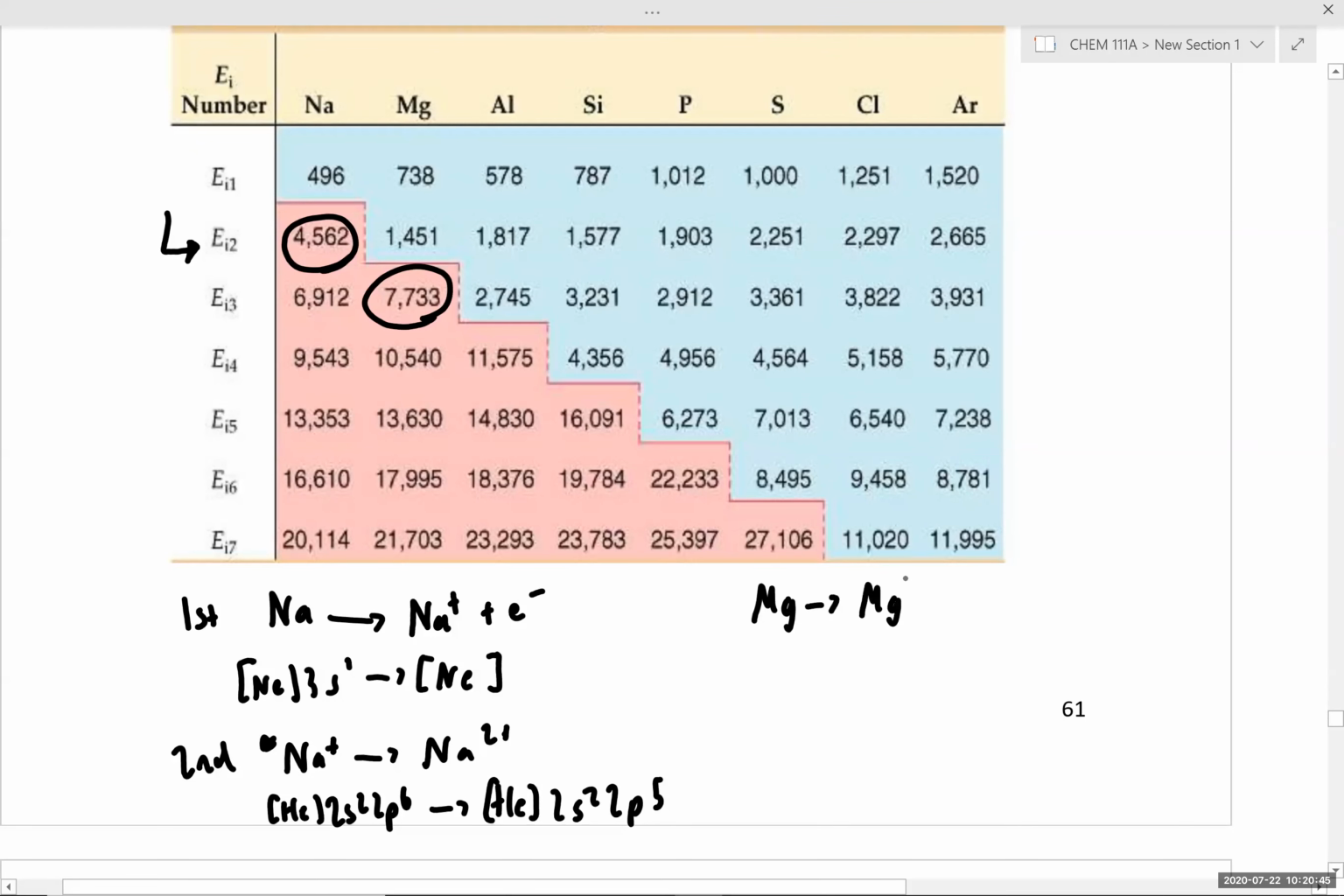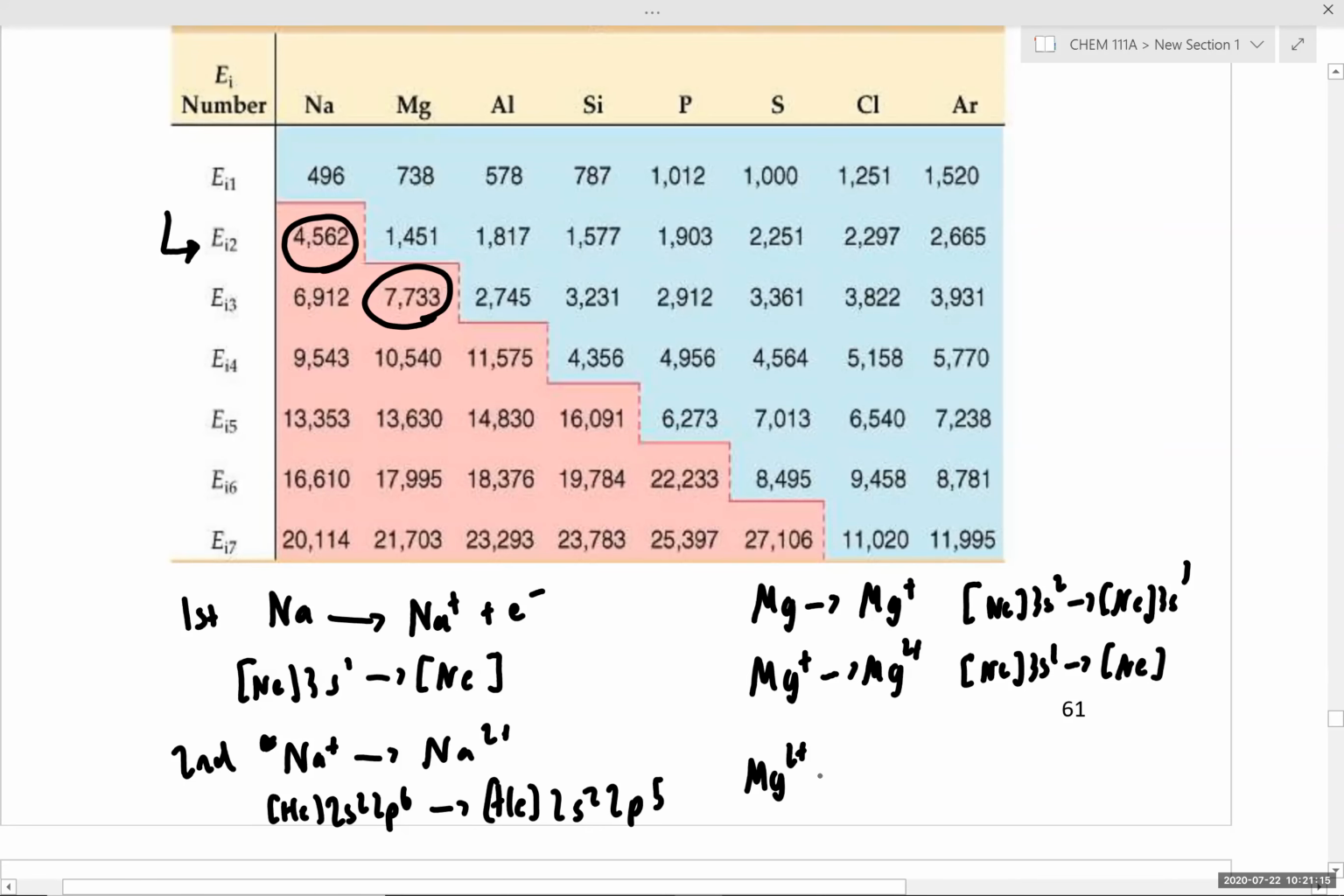So going from magnesium to magnesium plus, we're going from neon 3s2 to neon 3s1. No problem so far. Magnesium plus to magnesium 2 plus, we're going from neon 3s1 to neon. And where the wheels fall off is when we try to go from magnesium 2 plus to magnesium 3 plus.